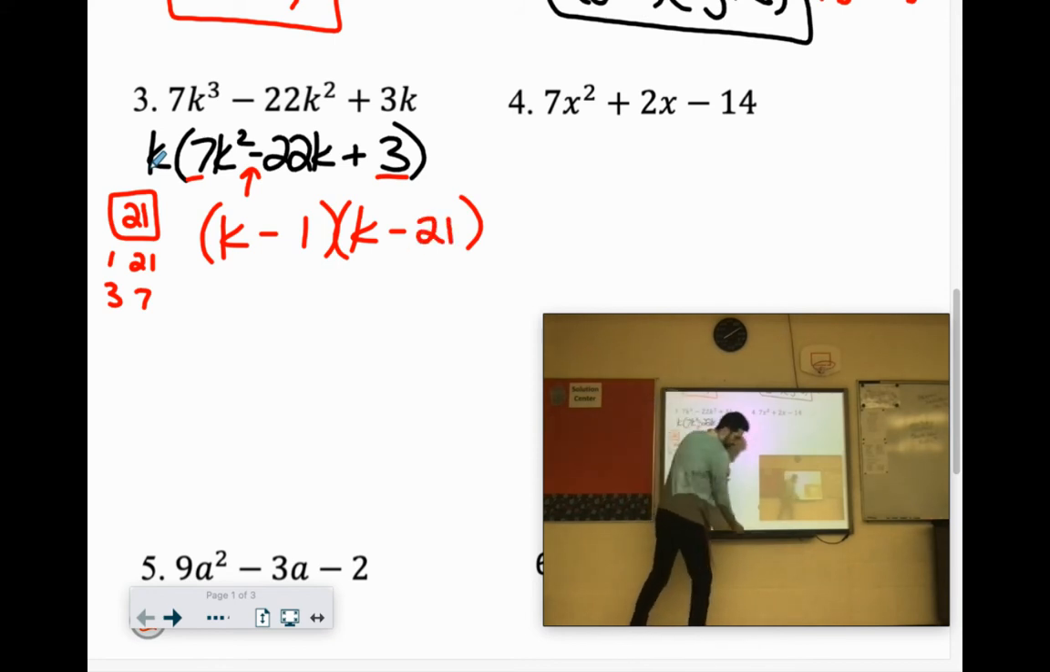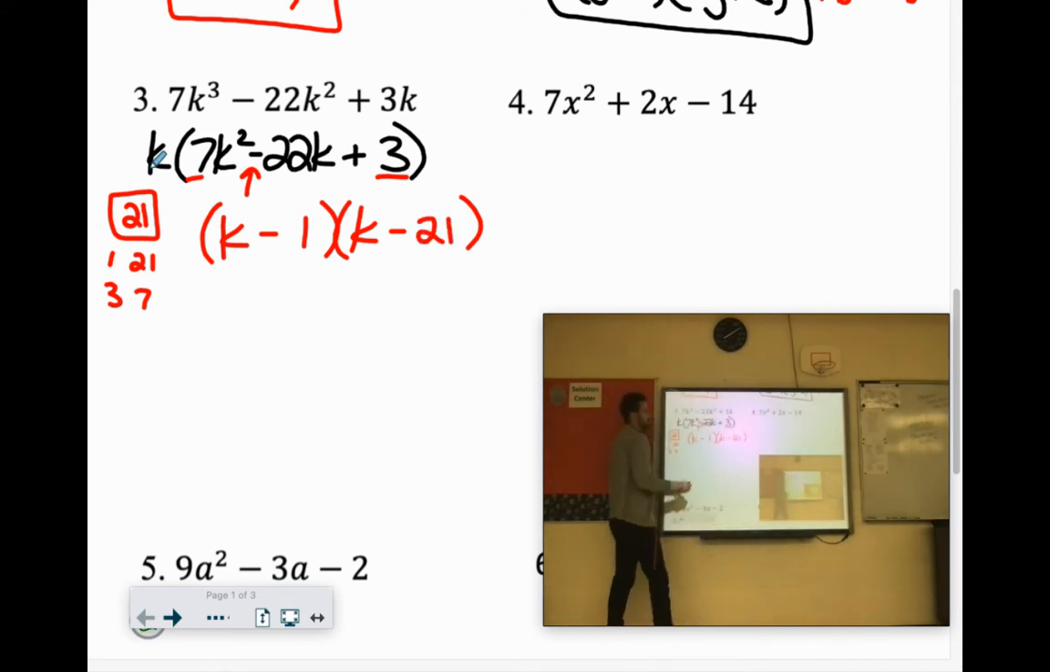Now here's the only difference. With this method, you break it up early, and then you try to divide them by the number in front of the x squared, or in this case, k squared. So we're going to try to divide these both by 7.